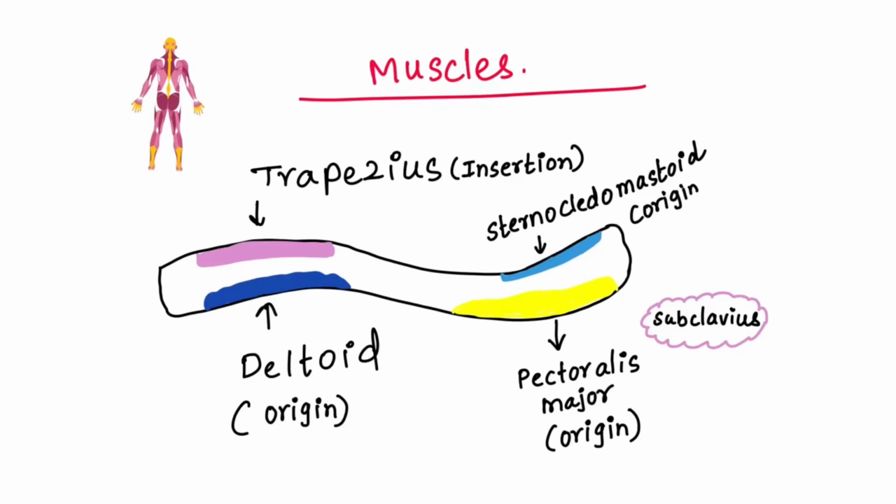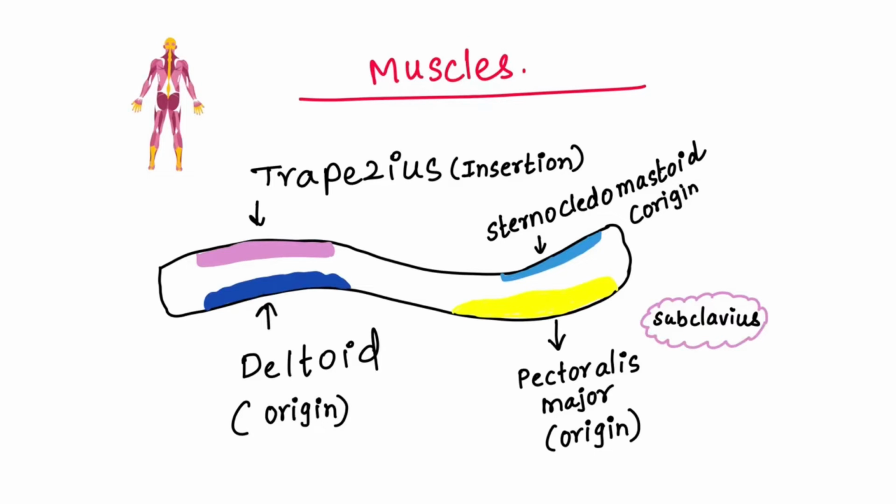The clavicle shares its relation with various muscles and ligaments. It provides insertion for trapezius and origin for deltoid, pectoralis major and sternocleidomastoid. So these are the muscles related to the clavicle, and also subclavius.